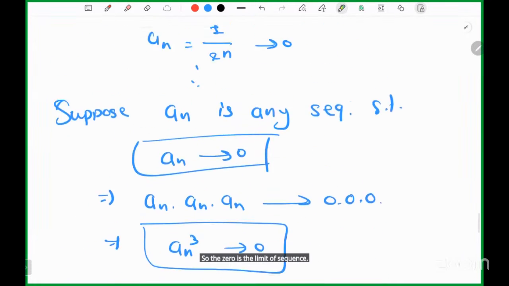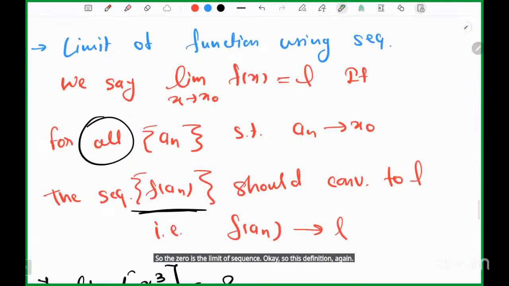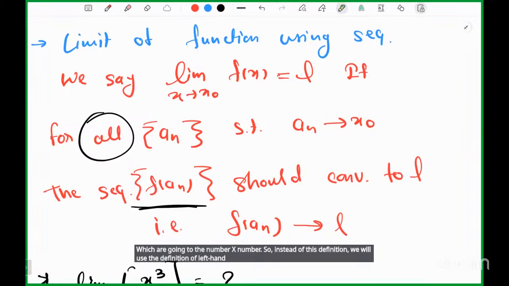Okay. So this definition, again, is very tough to apply because here we have to take care of all sequences which are going to the number x naught. So instead of this definition, we will use the definition of left hand limit and right hand limit. Okay.